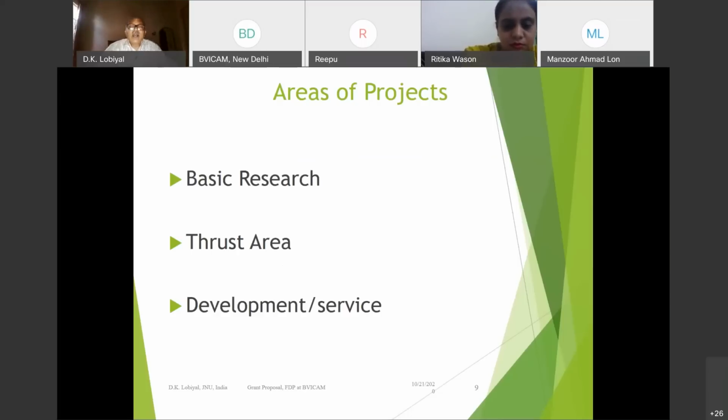This is one. And the third area, by and large, is where certain developmental research outcomes are possible, but you need to develop certain products or provide certain services. That is another area of project.